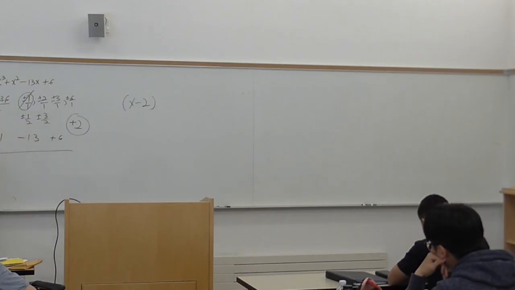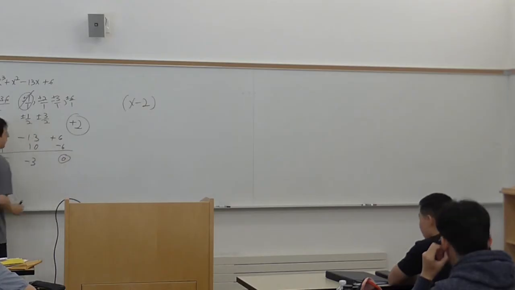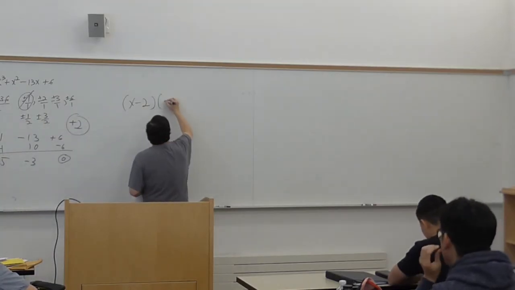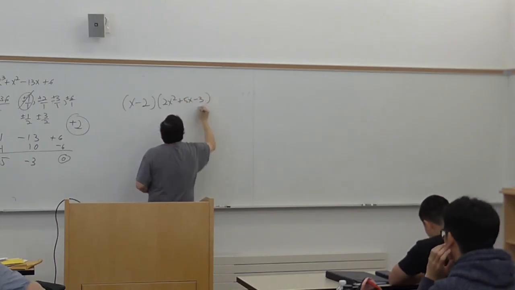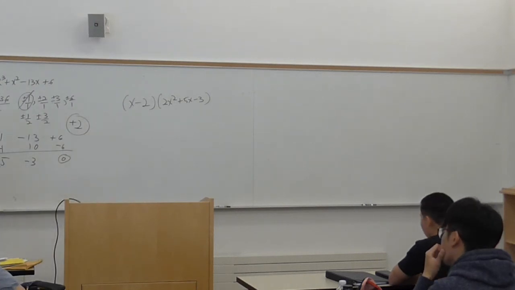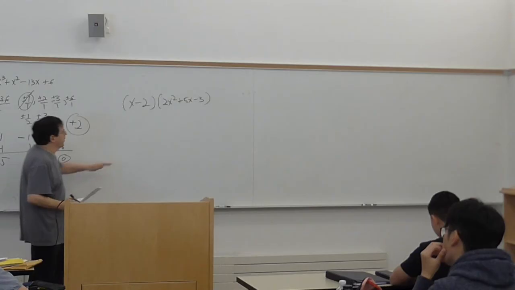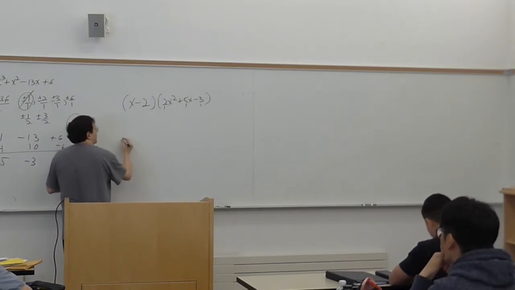Okay, 2, 2, 4, 5, 10, minus 3, minus 6, good, 0. Right. So now I know I get 2x squared plus 5x minus 3. Well, once again, I'm in this lovely place where I can use the quadratic formula to find these roots, right? This is my a, my b, and my c.